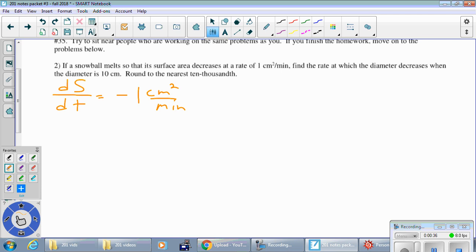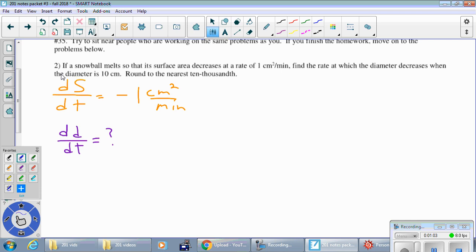And we know the diameter is going to be 10 at some fixed moment in time, but I'm reluctant to write down that d equals 10 at this moment in time. We're going to hold off on that so we don't make it static too early in the problem. Oh, and we didn't write the unknown yet. It says we're looking for the rate at which the diameter decreases. So we want to find dd/dt, the rate at which the diameter decreases.